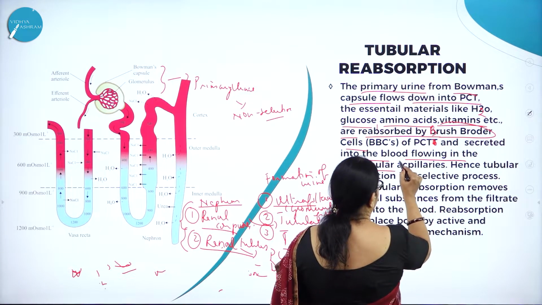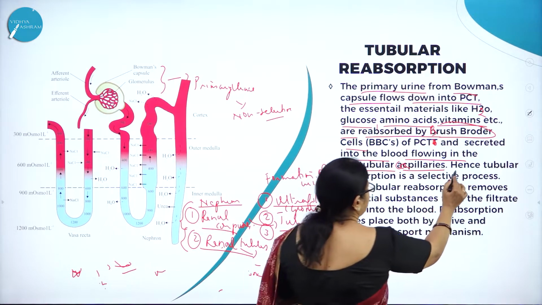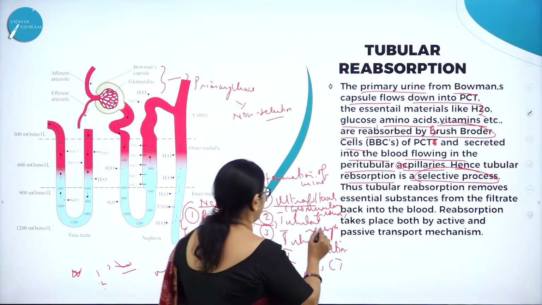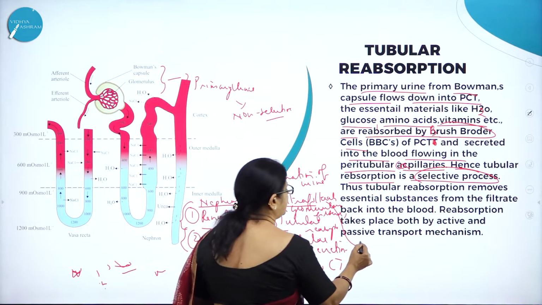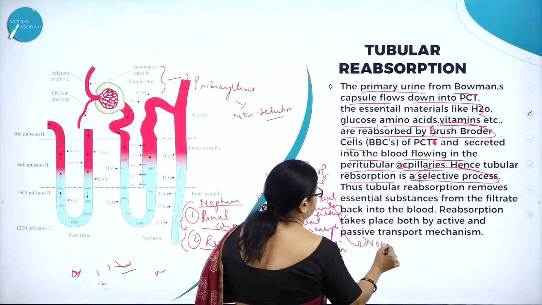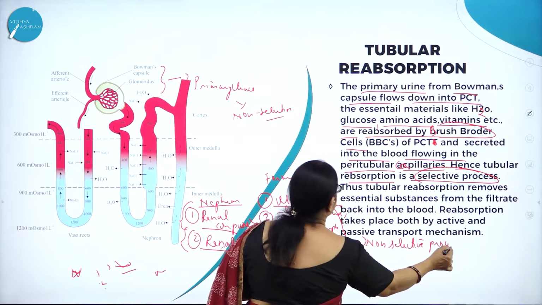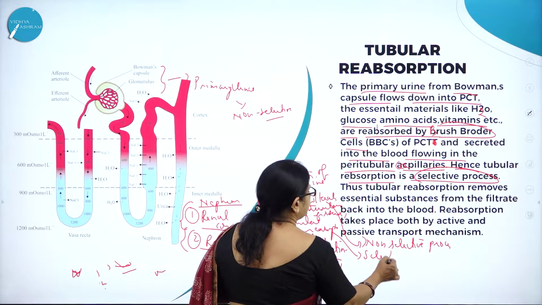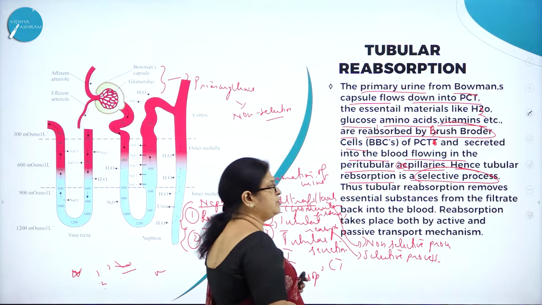They are secreted into the blood flowing in the peritubular capillaries. Hence, tubular reabsorption is a selective process, whereas ultrafiltration is a non-selective process. This is a non-selective process, whereas tubular reabsorption is a selective process.